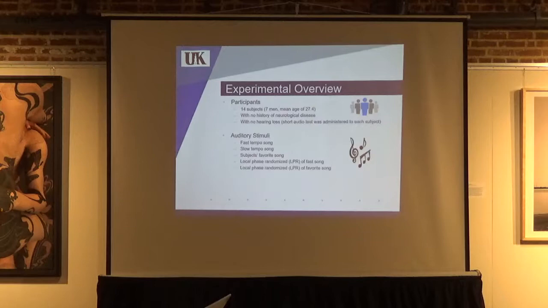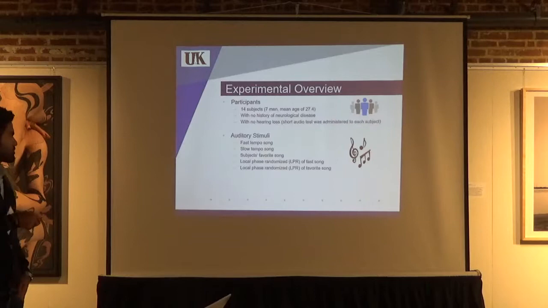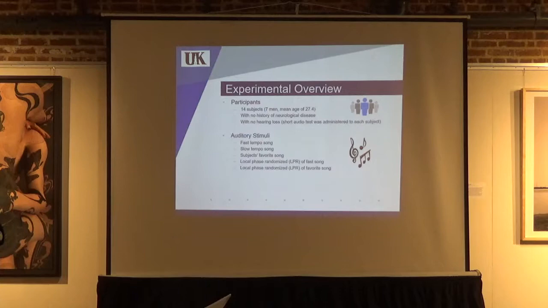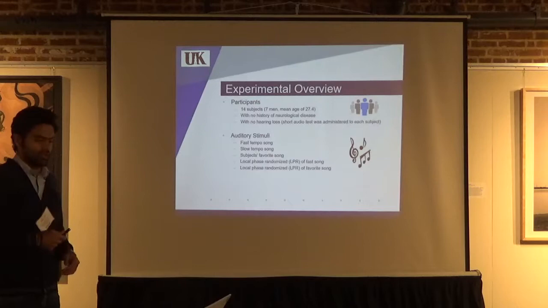And what is the local phase randomizer? For each song, we use a Fourier transform to transfer the song's time series to the frequency domain. In the frequency domain, we didn't touch the amplitude. We just randomized the local phase spectra, and then after randomization, we converted back to the time domain by inverse Fourier transform.